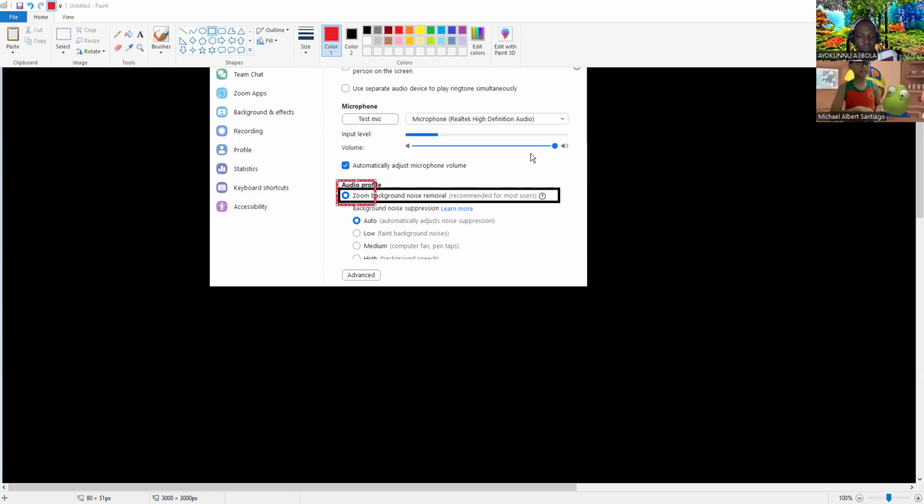Personalized audio isolation, original sound. Okay, let's go for original sound for musicians, okay? Under that audio settings, check the one that says original sound for musicians. Then you tick it. Once you tick it, then it will remove the Zoom background noise remover automatically. I already clicked that. Now play your piano.